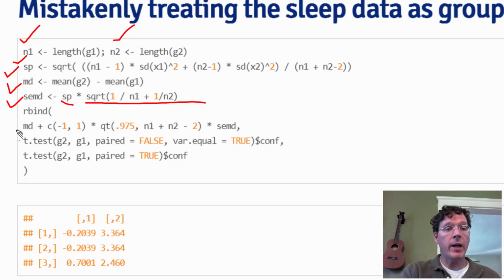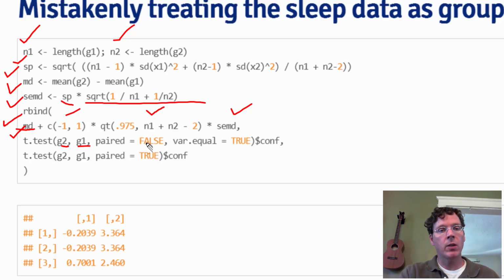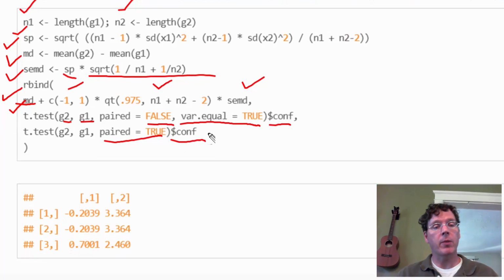Then I collect together my manual construction of the confidence interval, which takes the mean difference and subtracts the T quantile times the standard error of the mean. And then I do t.test, and I give it the first vector and the second vector. I tell it paired equals false, and because I want the interval where I'm treating the variance in the two groups as equal, I do var.equal equals true, and then I grab the confidence interval part. And then I want to compare it with the instance where paired equals true, just to remind us that ignoring pairing can really mess things up, and I want to grab the confidence interval.